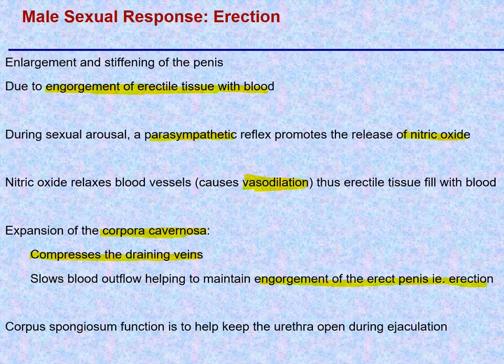The other spongy tissue, which surrounds the urethra and forms the glans of the penis, the corpus spongiosum, has the function of helping keep the urethra open during ejaculation, so that it's an open, patent pathway for the ejaculate to emerge from, to come out.